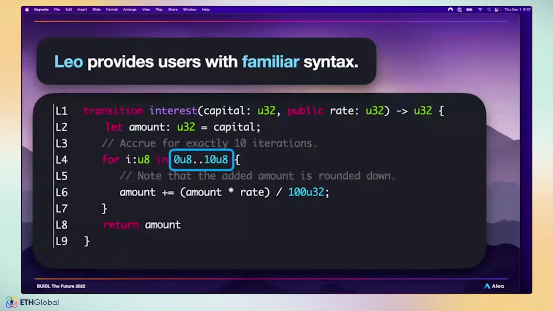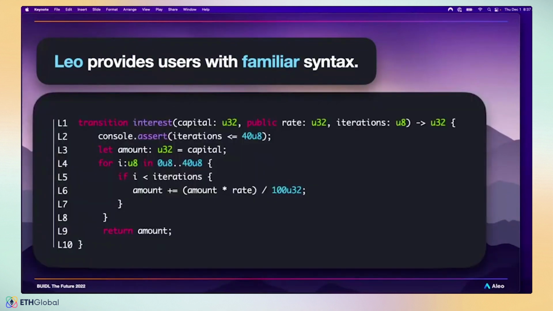But this is not super desirable in all cases, right? In some cases we're going to want to change the behavior of our program based on input. And one way you can get around this is by defining your circuit such that it accepts computation up to a certain size. So bounding the size of your computation. And we'll see how you can do that right here.